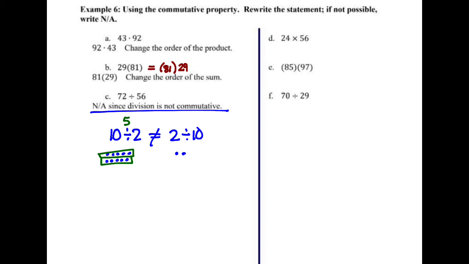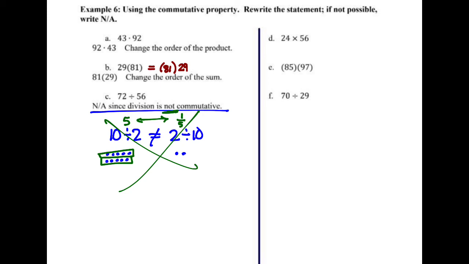But now the second one, you have 2 and you want to divide it into 10 groups. So each group would have a fraction, right? And a fraction technically is 1/5. These two are not the same thing. So division is not commutative. So you just put NA on those.